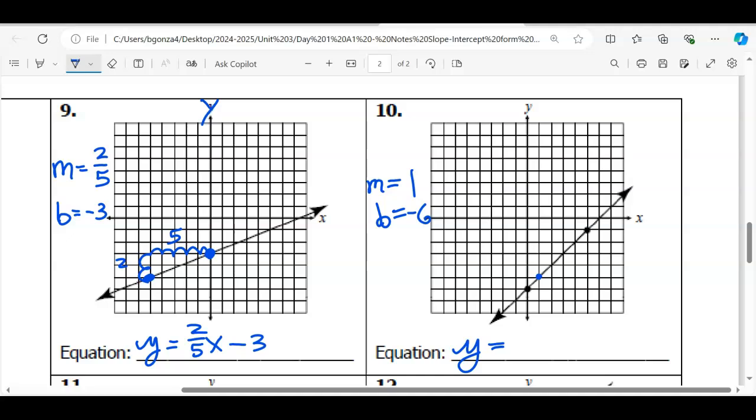Y equals, should I write the 1 in front of x? No, it's invisible math. It's implied. So it's just x minus 6. If you write 1x, it's okay, but that's not the way you're going to see it. I want you to get used to. X means 1x. 1 over 1. Okay?